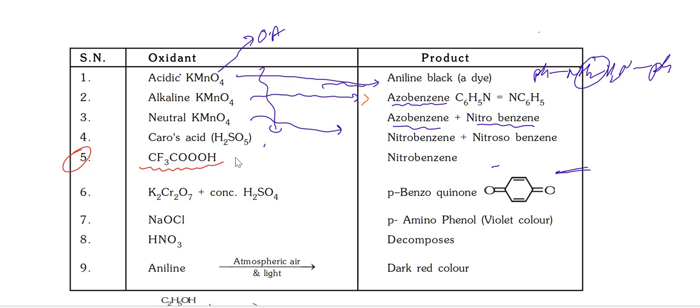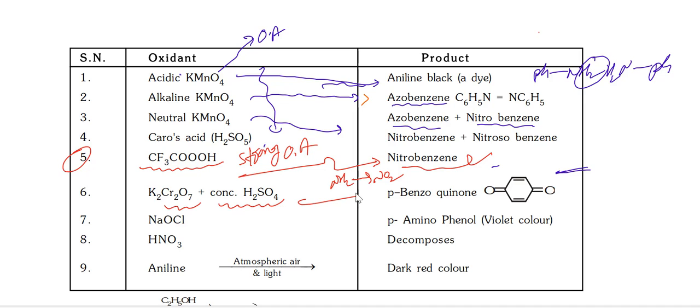Next here, trifluoroperoxyacetic acid. It has a strong peroxy group, so it is a strong oxidizing agent. It converts the whole NH2 group into an NO2 group, so nitrobenzene is forming here. Then potassium dichromate with concentrated H2SO4 is strong. It gives parabenzoquinone. The entire NH2 is removed and oxygen also comes in at the para position.